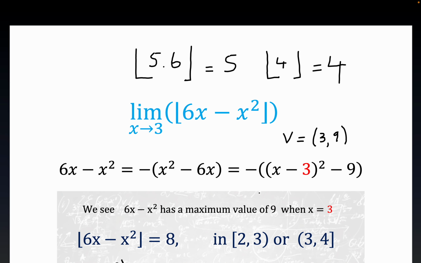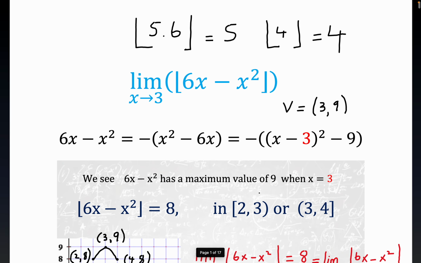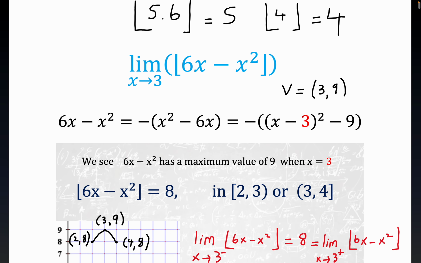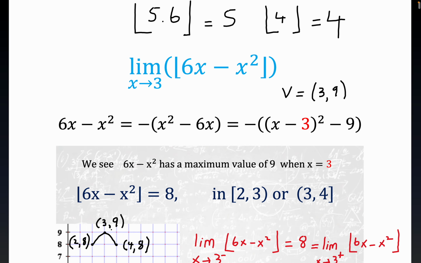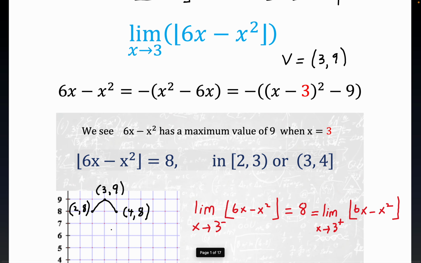That helps us along quite a bit, because just by knowing what the graph looks like, you can make these two statements right here. When you put 3 into this expression, you would get 9. But numbers to the left of 3 are going to have a floor of 8. In other words, starting at 2 all the way up to 3, the floor is clearly going to be 8 in this interval. Similarly, in the interval from 3 to 4, the floor is also 8.